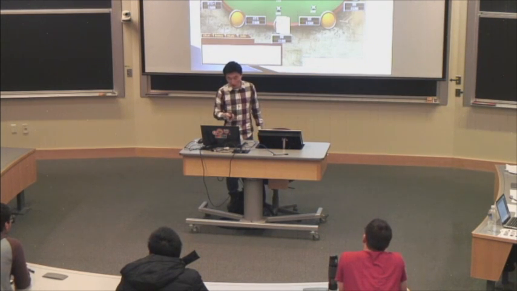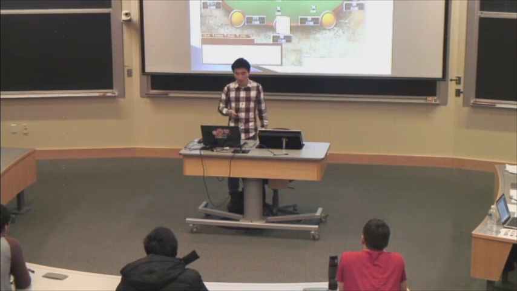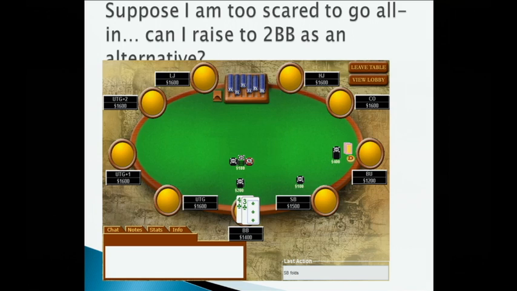So here is a situation. You have 4-3 suited. You're too scared to go all in. Can I raise to 2 big blinds as an alternative? Oh, so you're the button. Okay, so the button only has 8 big blinds. They started the hand with 1,600, and they make it 400 with only 1,200 behind.